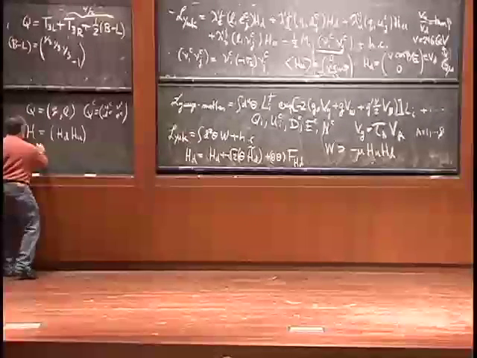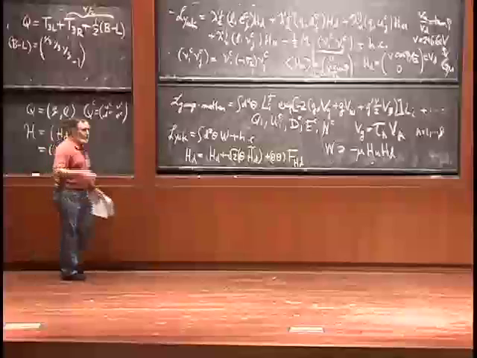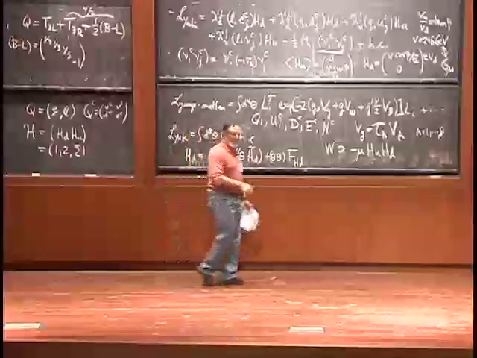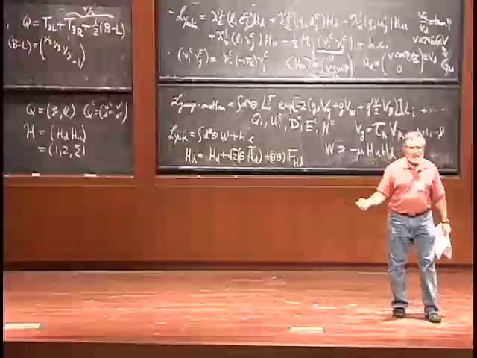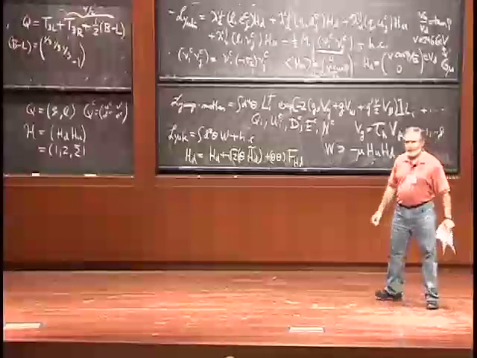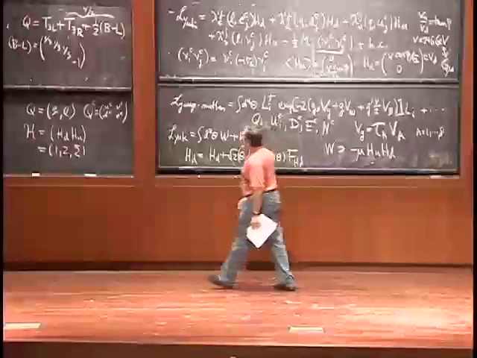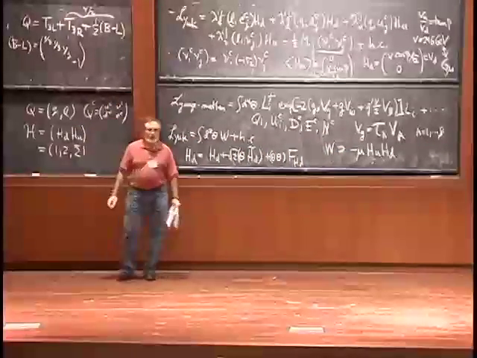And you work it out, this transforms as a 1-2-2-bar. They're both doublets under SU2 left, since SU2 left acts from the left, and they're anti-doublets under SU2 right. HD goes to HU under SU2 right. Okay? And you can use this to calculate the hypercharge of HD and HU.